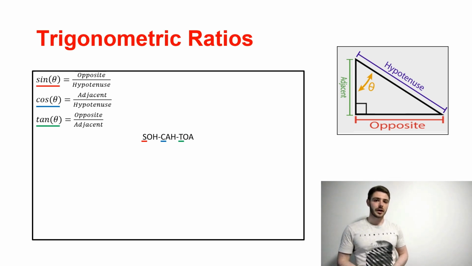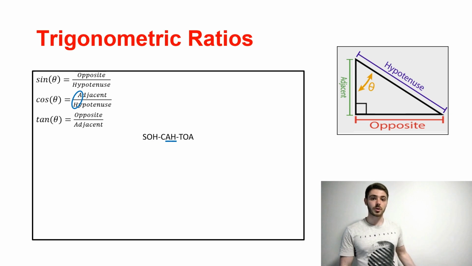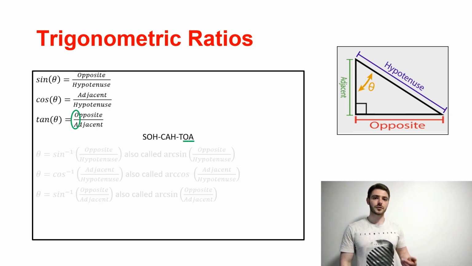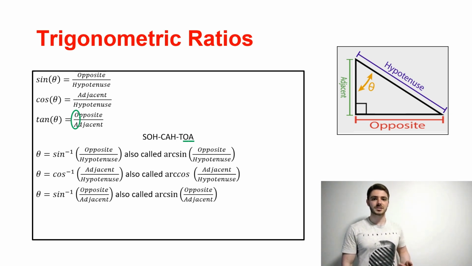In the case of sine, we have opposite over hypotenuse. In the case of cosine, we have adjacent over hypotenuse. And in the case of tan, we have opposite over adjacent. If you know the side lengths of your triangle and you want to find the corresponding angle, then you can use your calculator to calculate the inverse trigonometric ratios arcsine, arccos, and arctan.